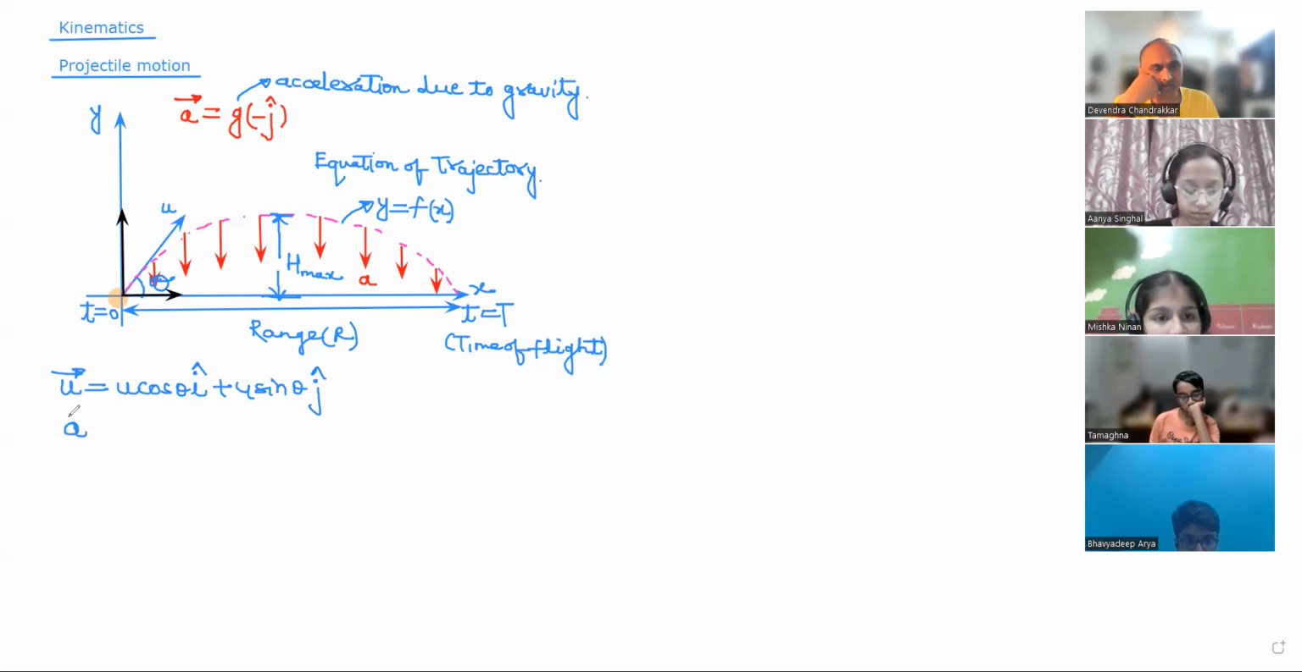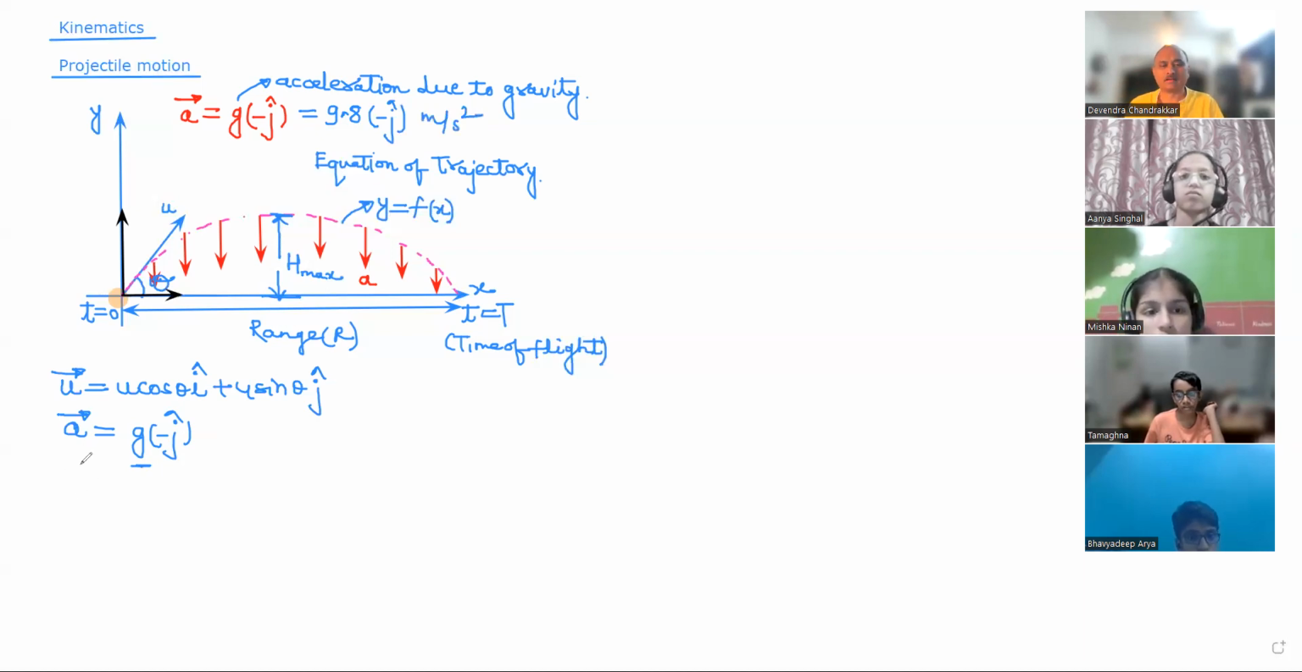So acceleration a is what? Acceleration a is g, minus j cap. Now, is this acceleration constant? All of you, yes or no? Is this acceleration constant? No, sir. Why no? g is a constant. The value of g is 9.8 meters per second square. Okay Mishka? Yes, sir. So it's a constant. Now, can I use equations of motion?